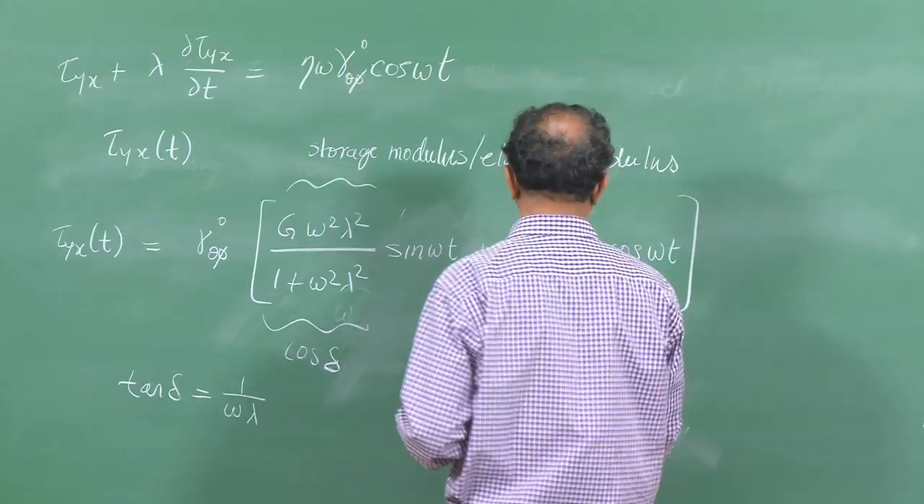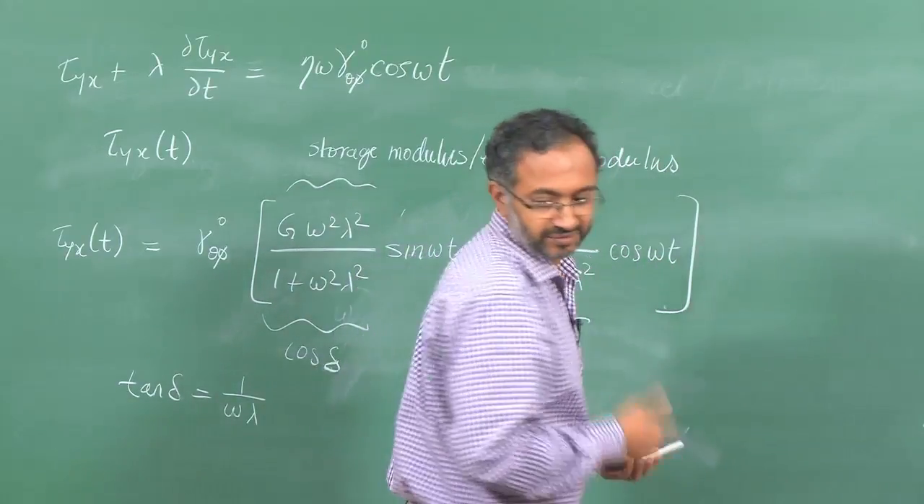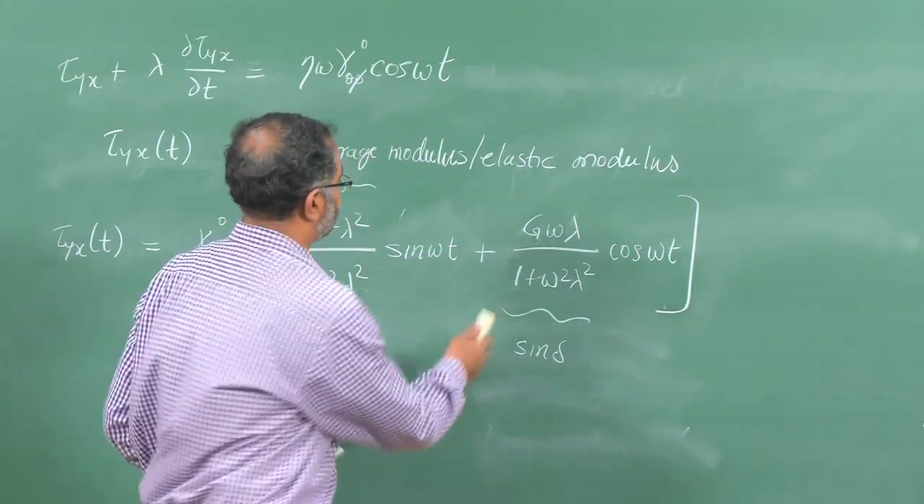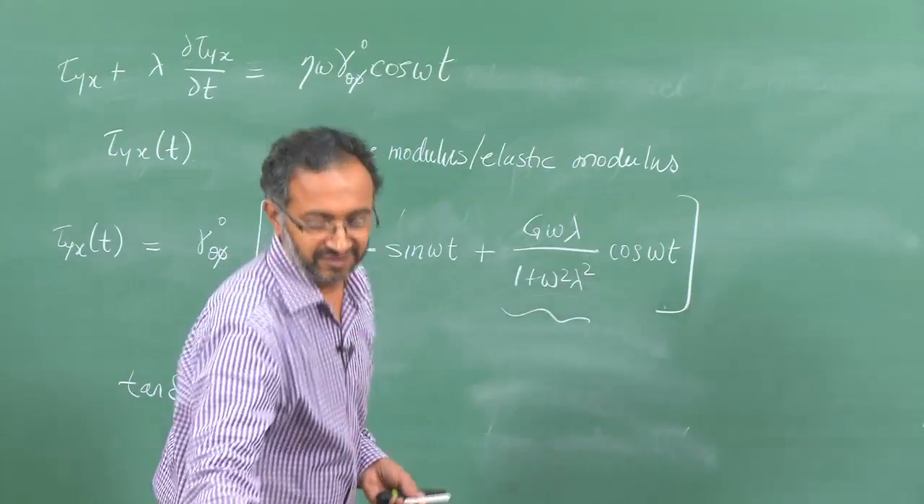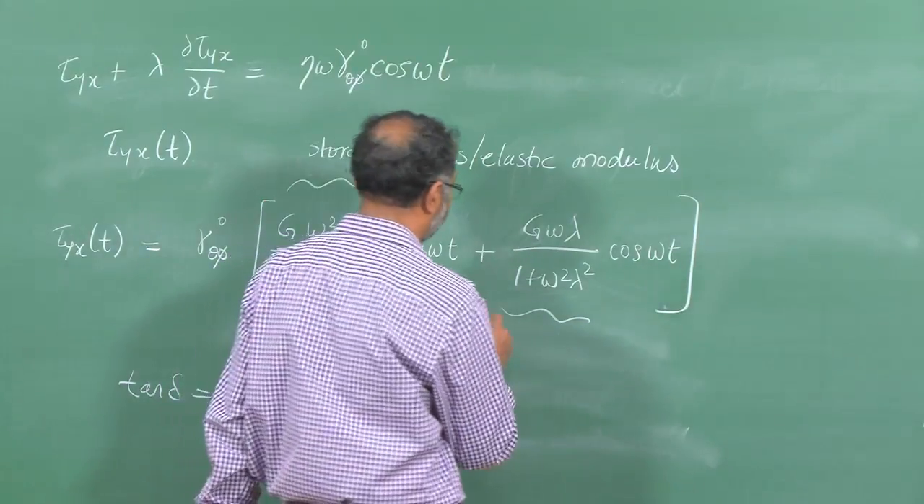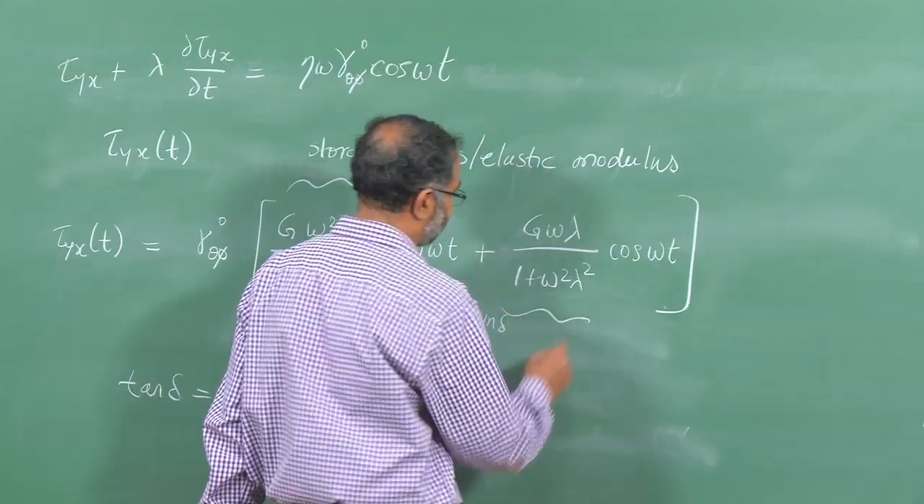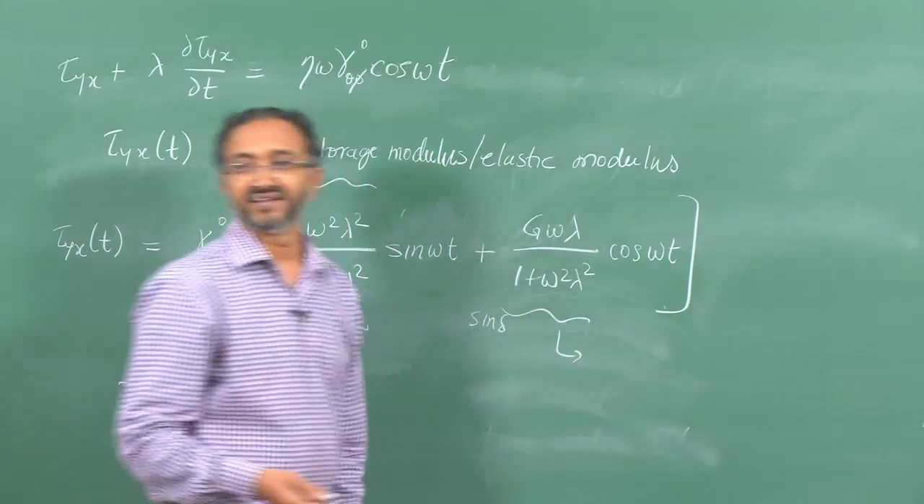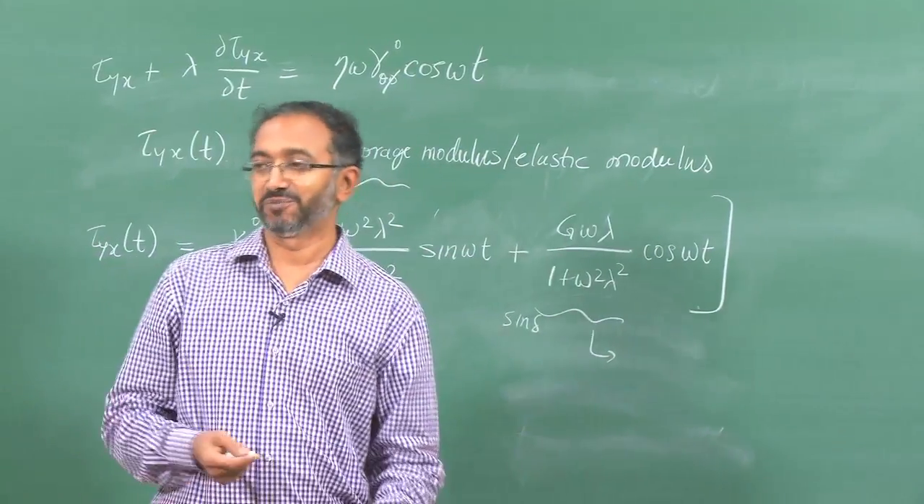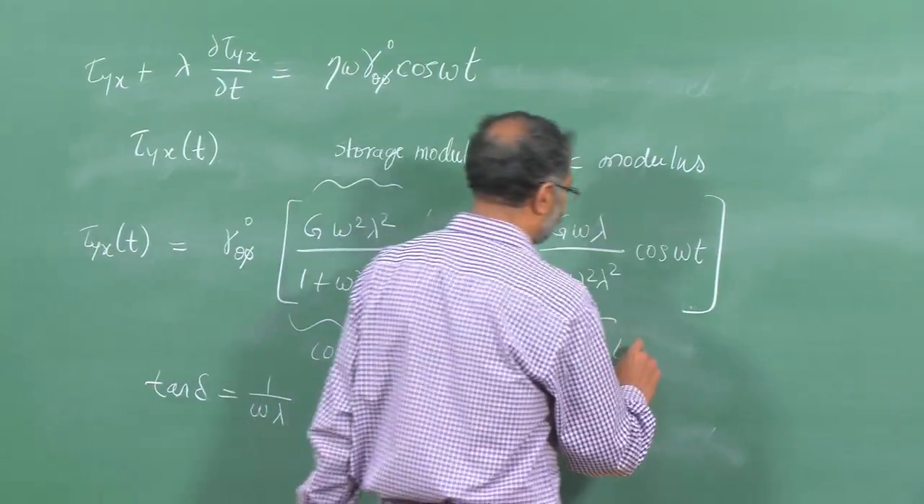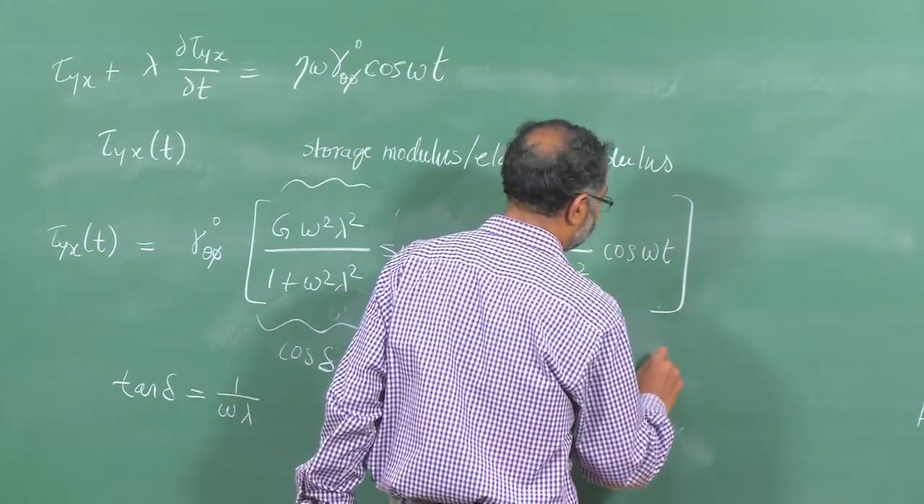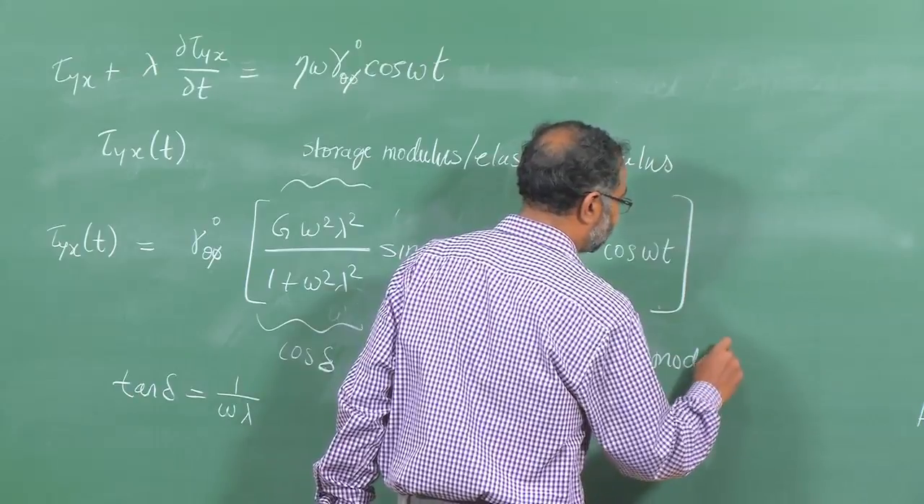And the quantity which is the second modulus, what will it be? If you have to guess, what will be its name? Viscous modulus or loss modulus it is called. So again, storage versus loss, elastic versus viscous.